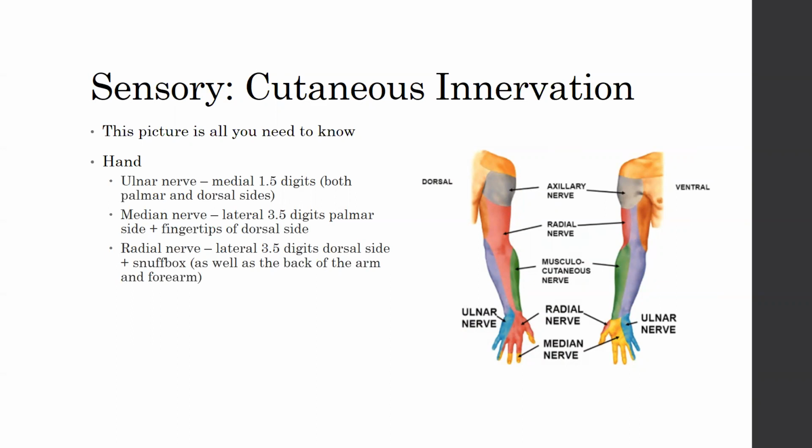We'll start with the ulnar nerve. Ulnar nerve supplies all of the medial 1.5 digits. So that's not including the lateral side of the ring finger, but it supplies the palm and the dorsum of that part as well. Radial nerve does the back up until the fingertips, and the median nerve does everything else. So you should know that as well. The radial nerve also does the snuffbox, which is important.